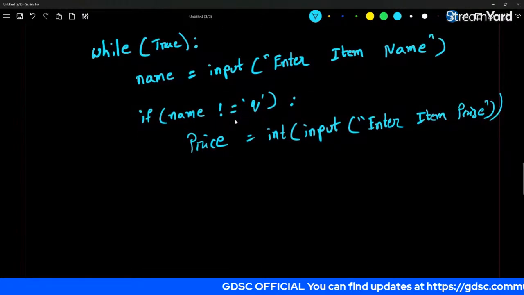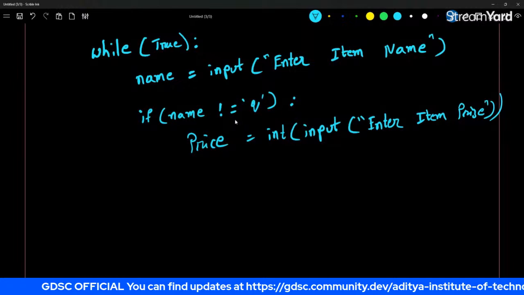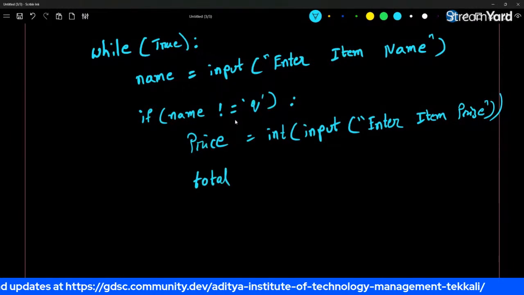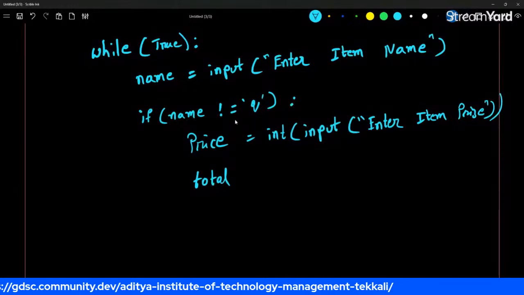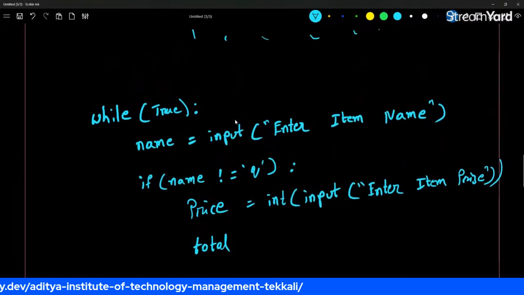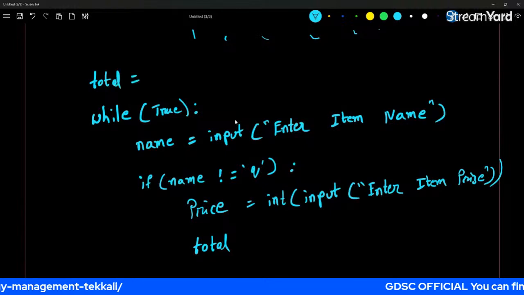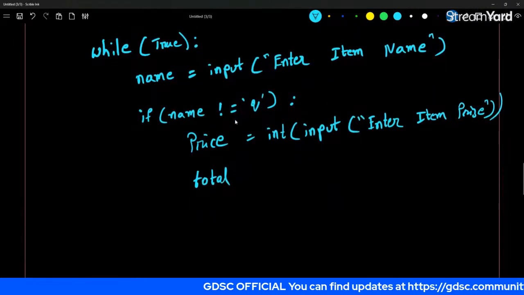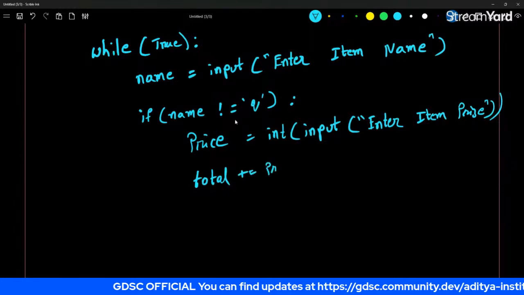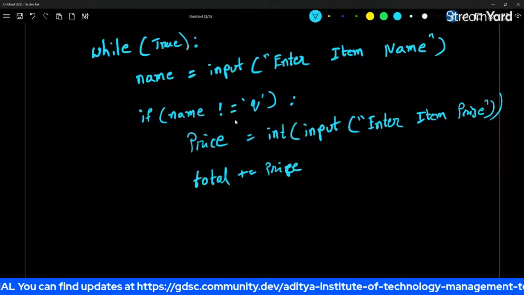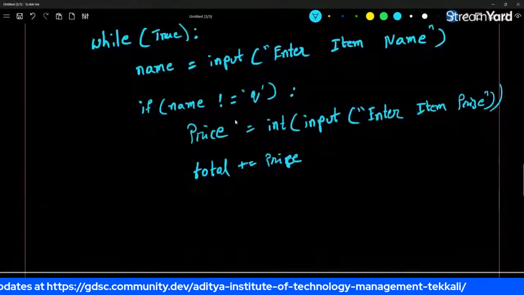So here, whenever the user enters the price, I need to calculate the total to generate the bill, right? So I'm taking a variable called total. This total has to be declared outside of this loop, so that it will consider all the total values. So simply I'm adding the price every time. Okay, then what I need to do?